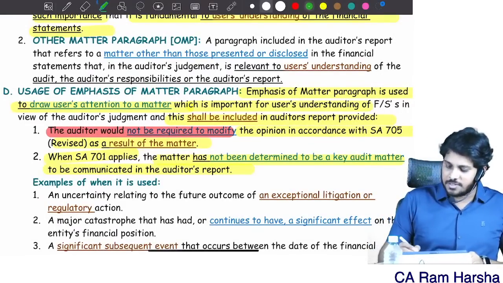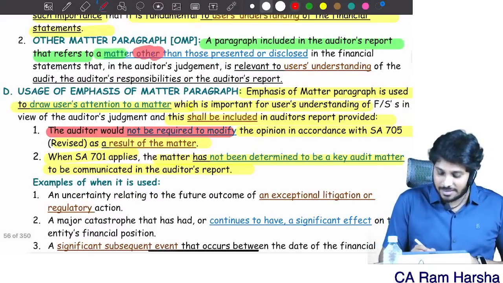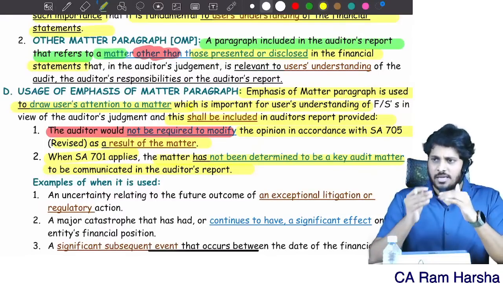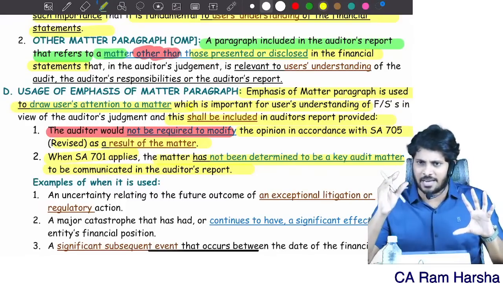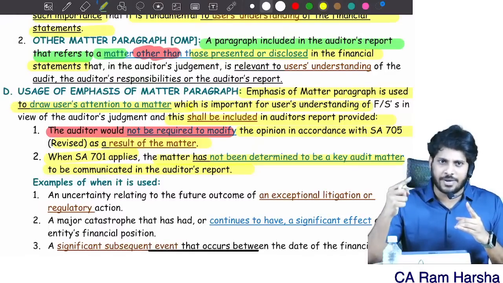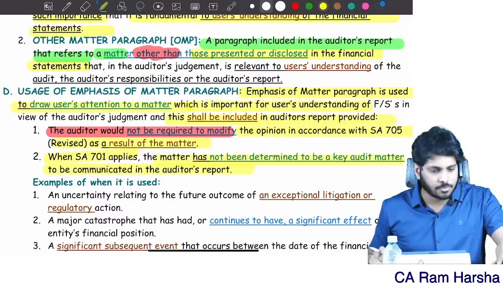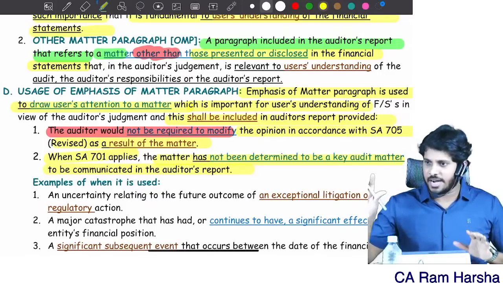Other matter paragraph is a paragraph included in the auditor's report that refers to a matter other than those presented or disclosed in financial statements. If you are referring to the emphasis of matter paragraph definition, it's a paragraph in the auditor's report that refers to a matter appropriately presented or disclosed in financial statements.